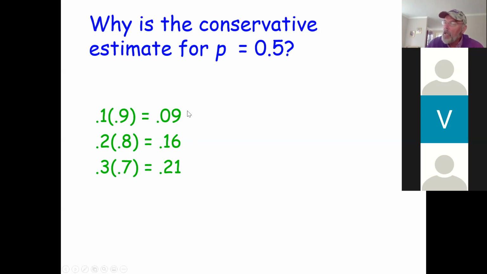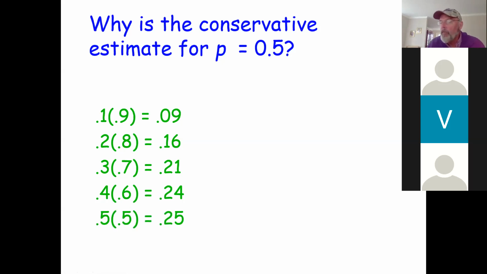Do you see a pattern growing here? We're going from 0.09 through 0.16, 0.21, and we could use 0.4 and 0.6, but the most conservative product of P times 1 minus P would give us a number, the most conservative number along with this, 0.25. Questions about this?